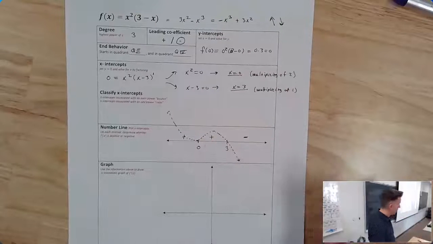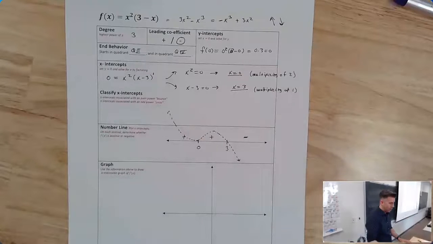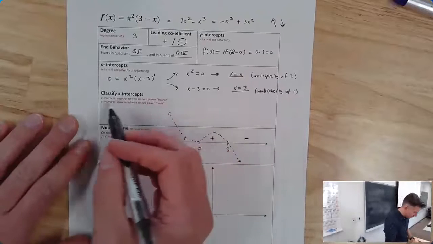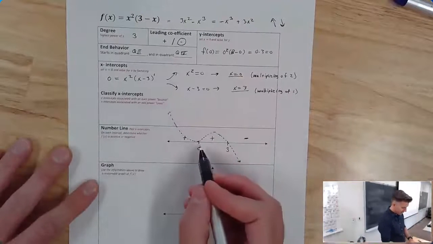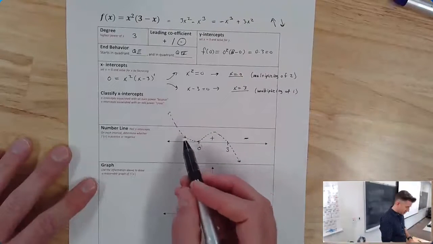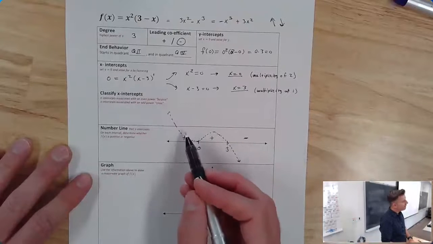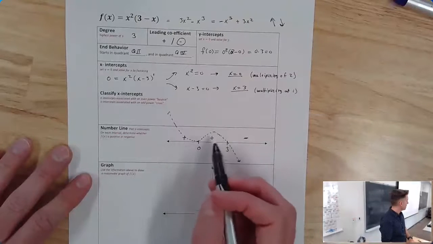Positive, positive, negative. So here's what I wanted to really say. I don't always do this because I don't like to. But what I want to say is we can classify the x-intercepts. We can see that at 0, is the graph bouncing off the x-axis or crossing through the x-axis?